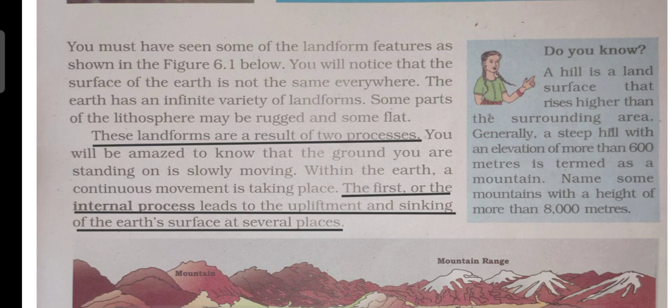Generally, a steep hill with an elevation of more than 600 meters is termed as a mountain. Name some mountains with a height of more than 8,000 meters. But children, when a hill is more than 600 meters in height, then that steep hill is known as a mountain. So, the height of a mountain should be more than 600 meters. And children, Mount Everest is more than 8,000 meters in height and its height is 8,848 meters.